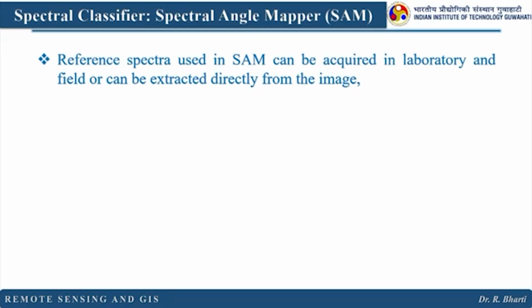As I told you, we need only end members for the classification, and those will be used as training data. So here the training data or the reference spectra can be your image-derived end members, or they can be measured in the field, or they can be measured in the lab when you have brought the sample from the field to your lab for investigation, right?